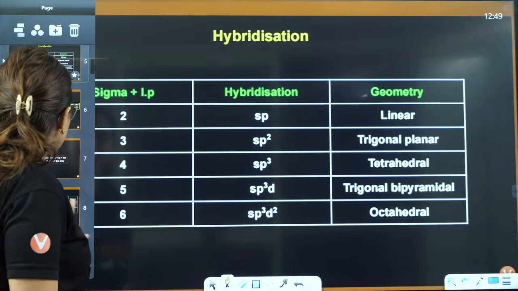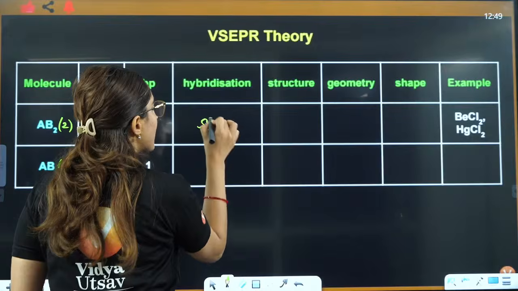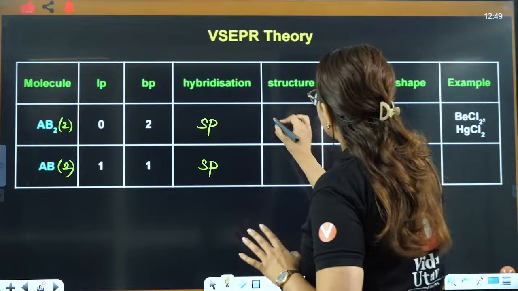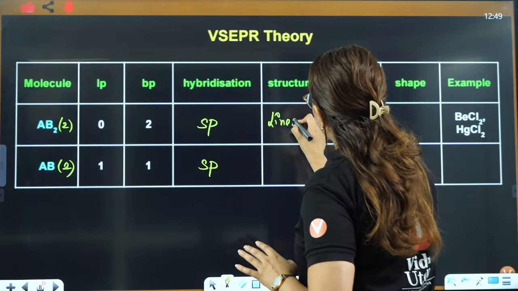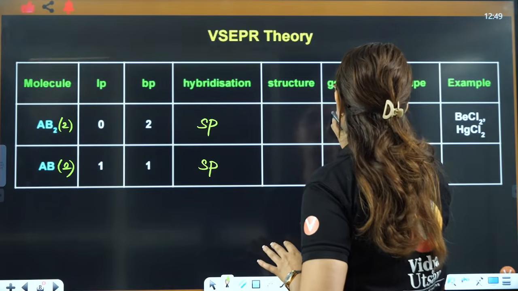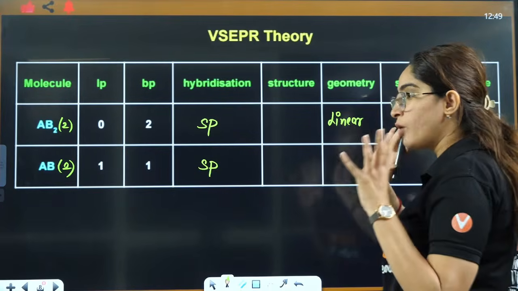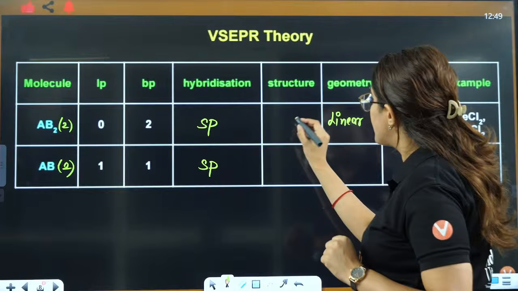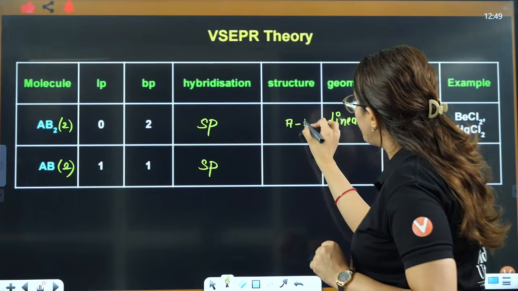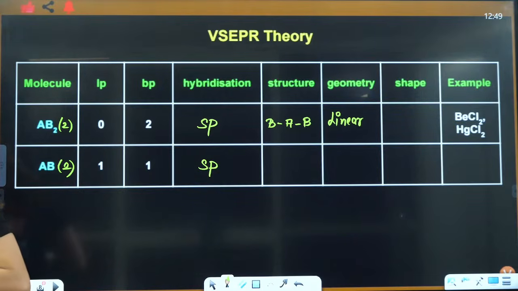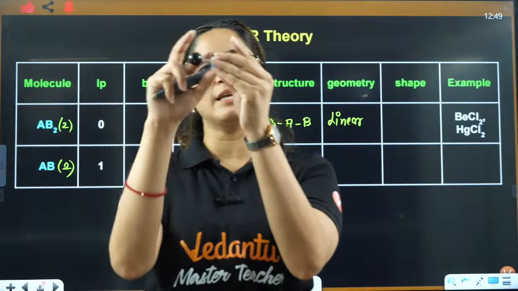Then I can write here, it is sp hybridization. In sp hybridization, obviously the structure is going to be linear. The geometry is going to be linear here. Now, so many things I'm going to tell you, just wait. If this is A, this is B, and this is B, it is going to be a linear structure like this.